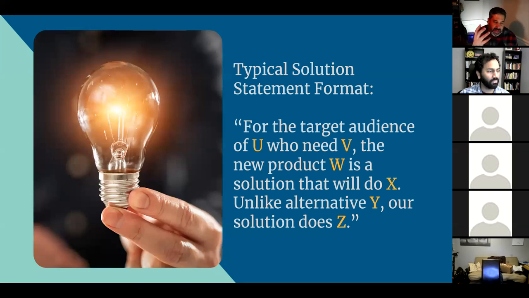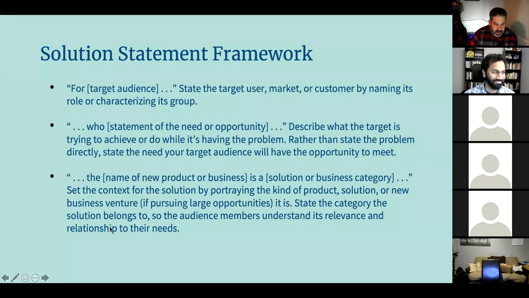And they need to do that and write the statement in a fashion that makes it very easy to understand who their audience is, what they need, with what product, and how they're better than the marketplace because of these reasons. So a typical format is like this. We're going to go a little bit deeper though, so don't worry, I'm not going to ask you to do a bunch of U, V, W, X, Y, and Z's.